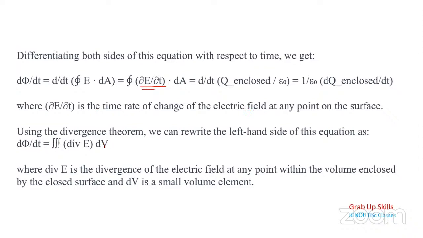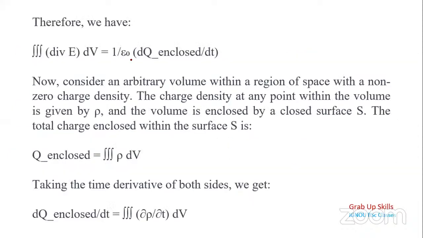Now we will use the divergence theorem equation. So this is the equation of the divergence theorem, where the divergence of E is the divergence of the electric field at any point within the volume enclosed by the closed surface. And what is dV? It is a small volume element. Therefore, we have this equation.